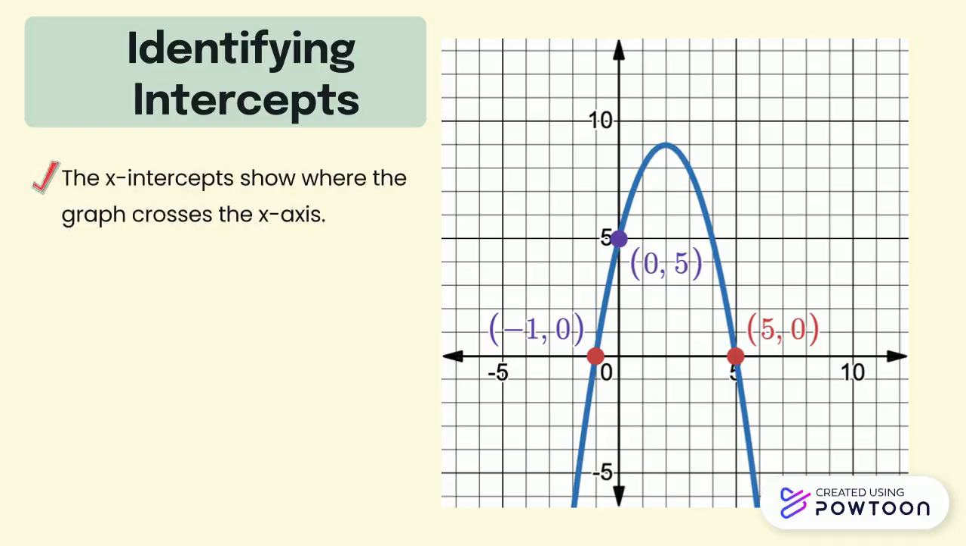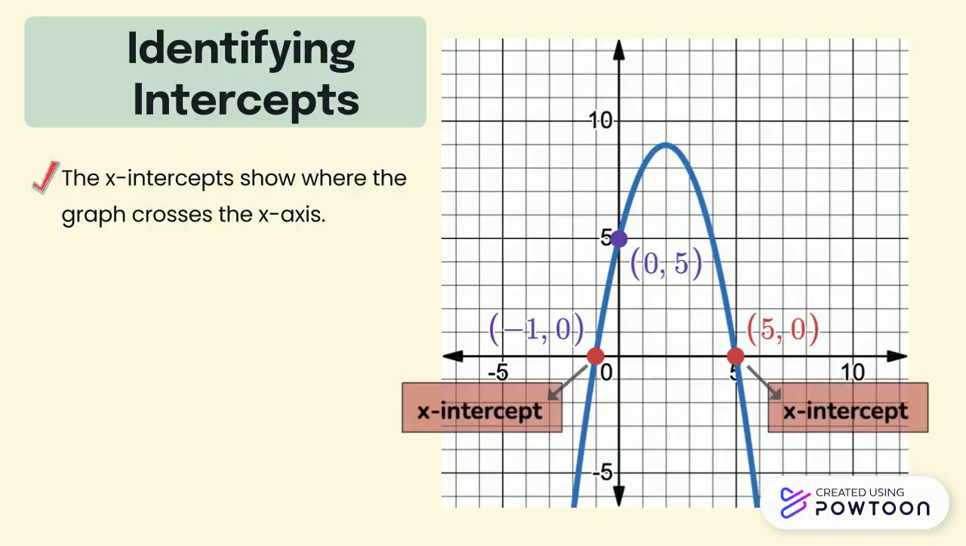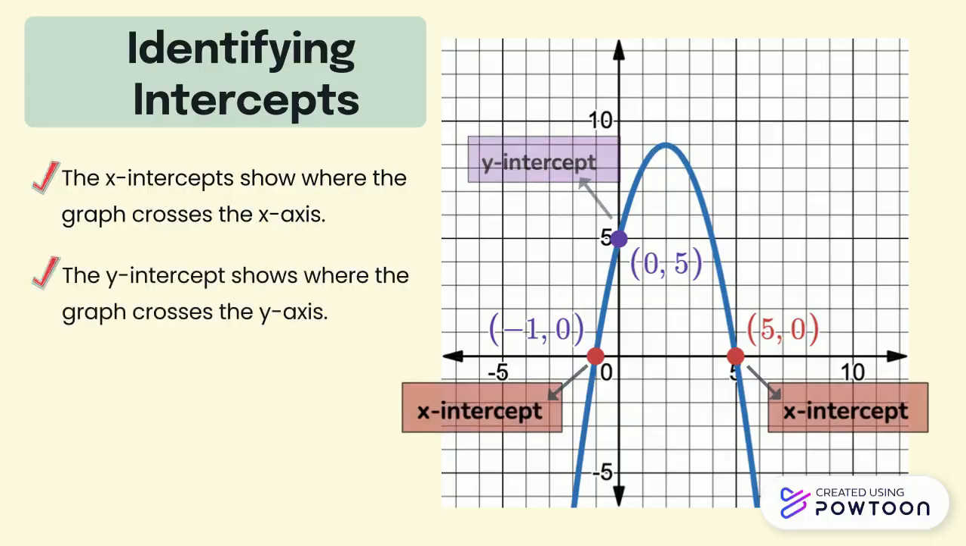The x-intercepts show where the graph crosses the x-axis, while the y-intercept shows where the graph crosses the y-axis. These points help us understand important values represented by the graph.